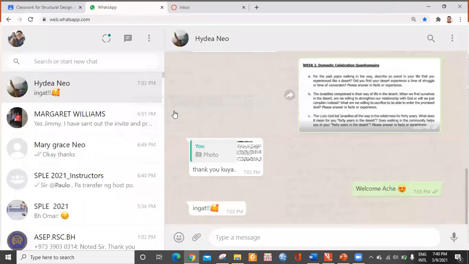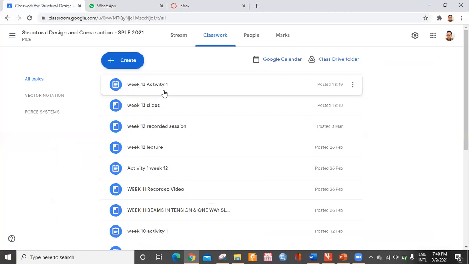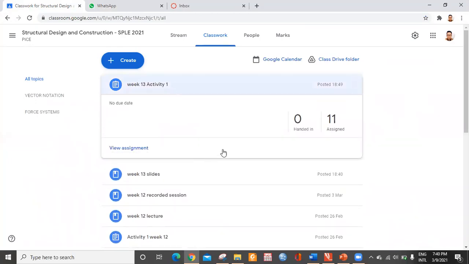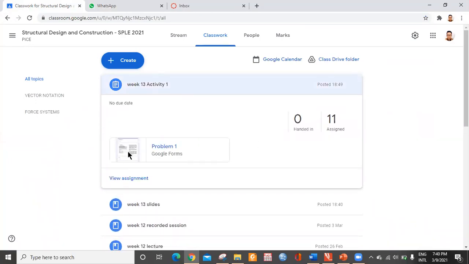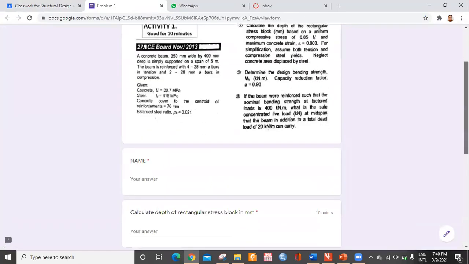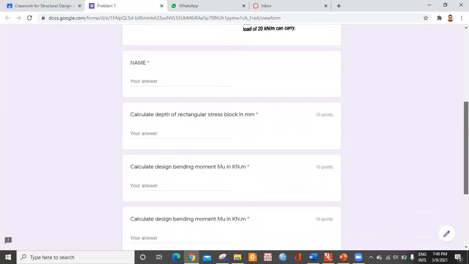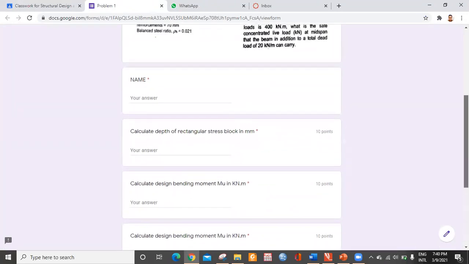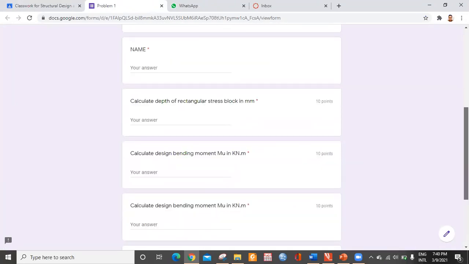Ito, activity 1. Mag-practice daw tayo pag-solve. Okay? Click nyo lang. Wala na akong mga choices. Makikita nyo naman ang answer pagka nagsagot kayo. Huwag nyo nang ilagay yung mga unit na millimeter. Mga 10 minutes siguro. Pwede na. Okay? Start.